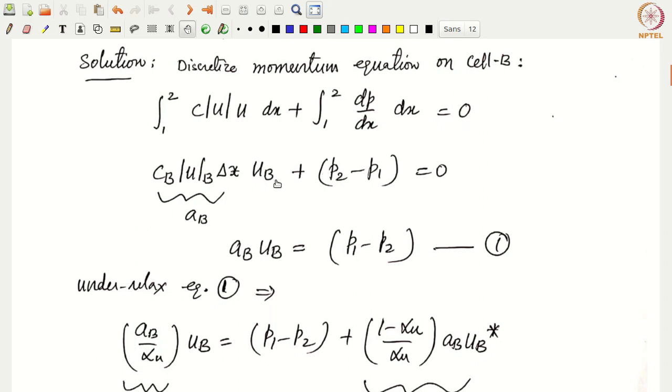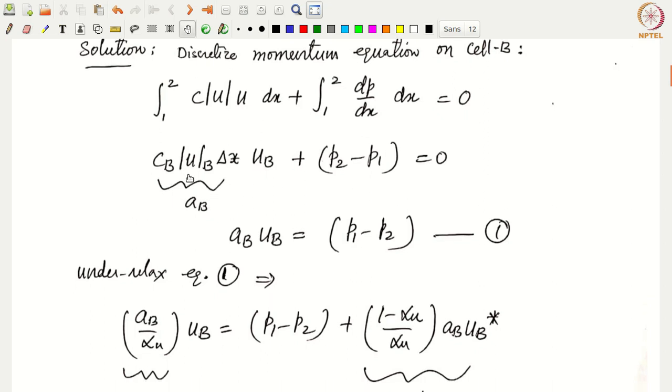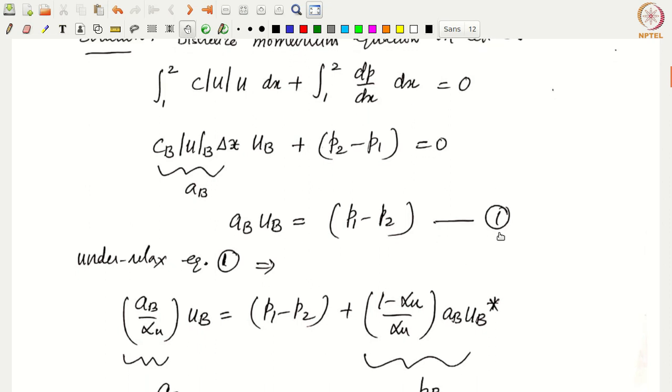So A_B times U_B plus integration of this quantity would give you pressure. That means P2 minus P1 equals 0. So if you write this equation with A_B as C_B mod U_B delta x, then the discrete momentum equation for cell B is A_B U_B equals P1 minus P2. Let's call this equation number 1.